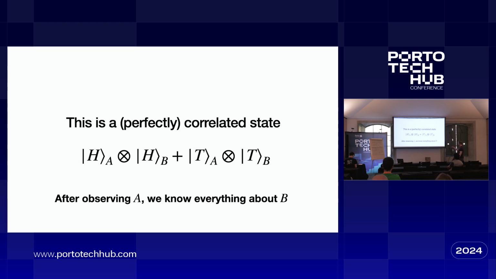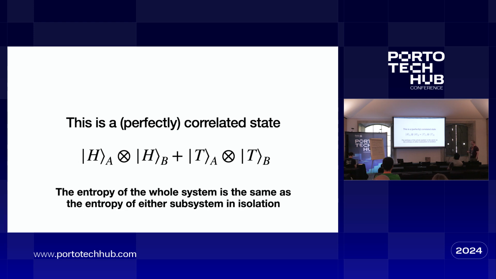Now notice here, after observing a result for A, after observing Alice's coin, we know everything about Bob's coin. So the entropy of the whole system is the same as the entropy of either system in isolation. We have one bit of entropy in the whole system of Alice and Bob. We also have one bit of entropy in Alice's coin or in Bob's coin.